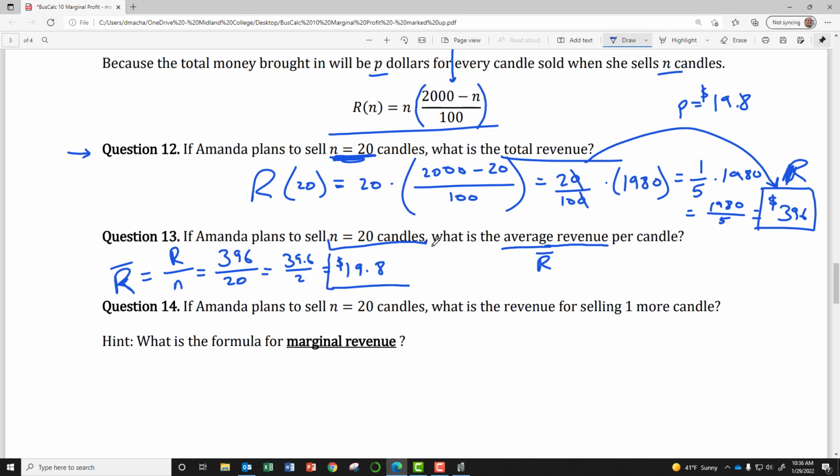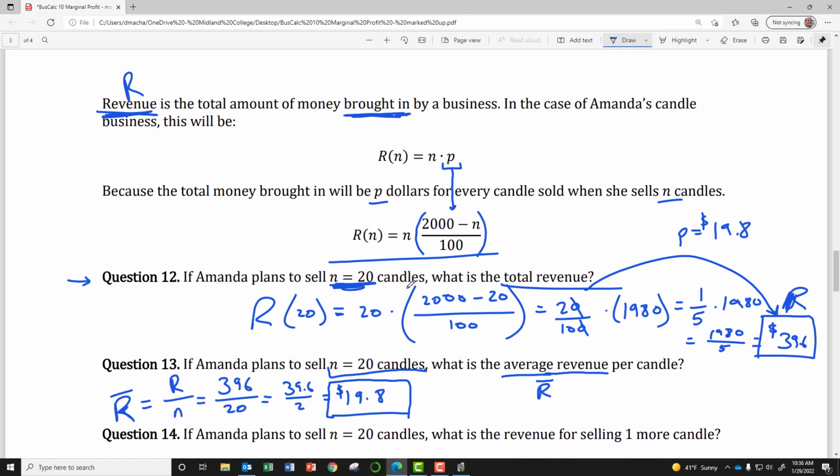And maybe this comes as no surprise to you that this should be 19.8. And why is that no surprise? That our average revenue per candle is 19.8. Well, that was actually our price per candle. So let me just show you something right here. If I go all the way back to first principles, the revenue for this business is just the number of candles sold times price. So if I ask about average revenue, that was revenue over the number sold. But if revenue is just N times P, and average revenue is dividing that revenue by N, well then these N's cancel, and the average revenue per candle, since we're just selling candles, is just going to be equal to the price. So hopefully that makes sense.